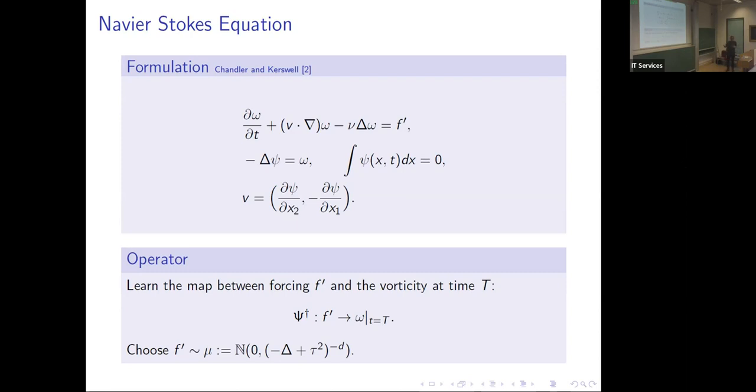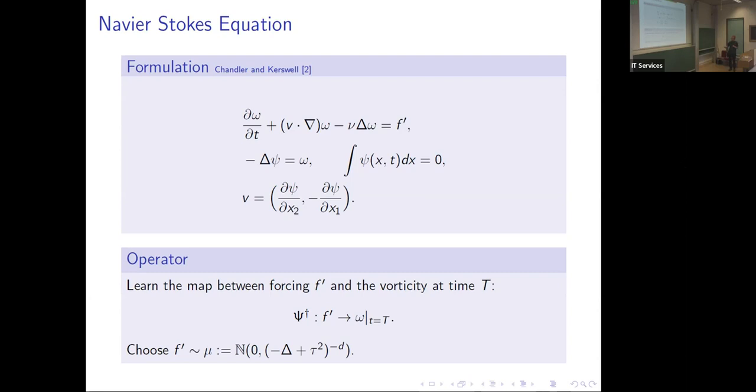So what do we do? We generate data by solving this partial differential equation numerically using a pseudo-spectral method on the order of tens or hundreds of thousands of times. Generate that data and then forget about the equation. So the data that's available to us is the forcing f prime and the vorticity at time t.